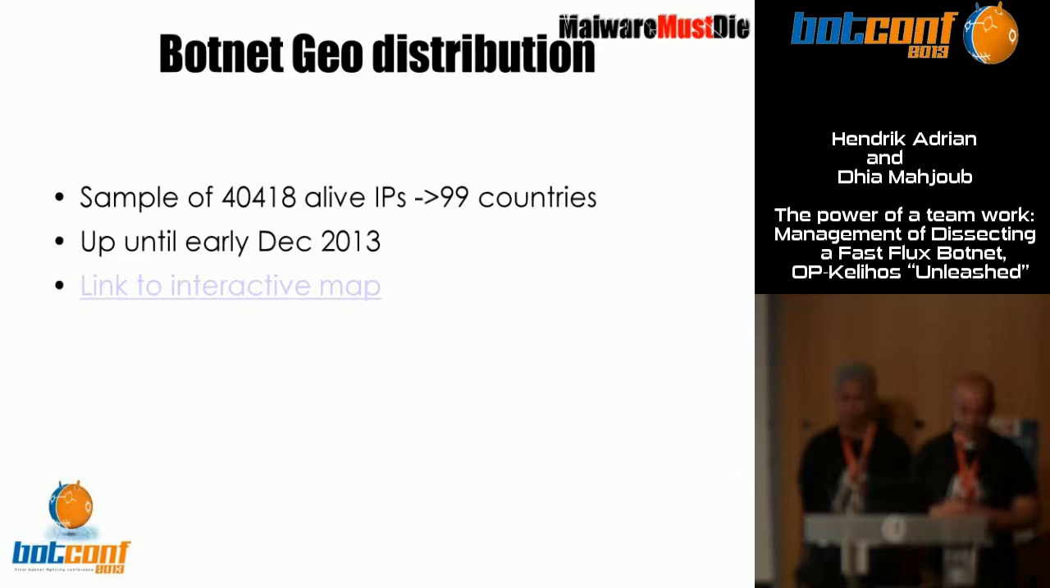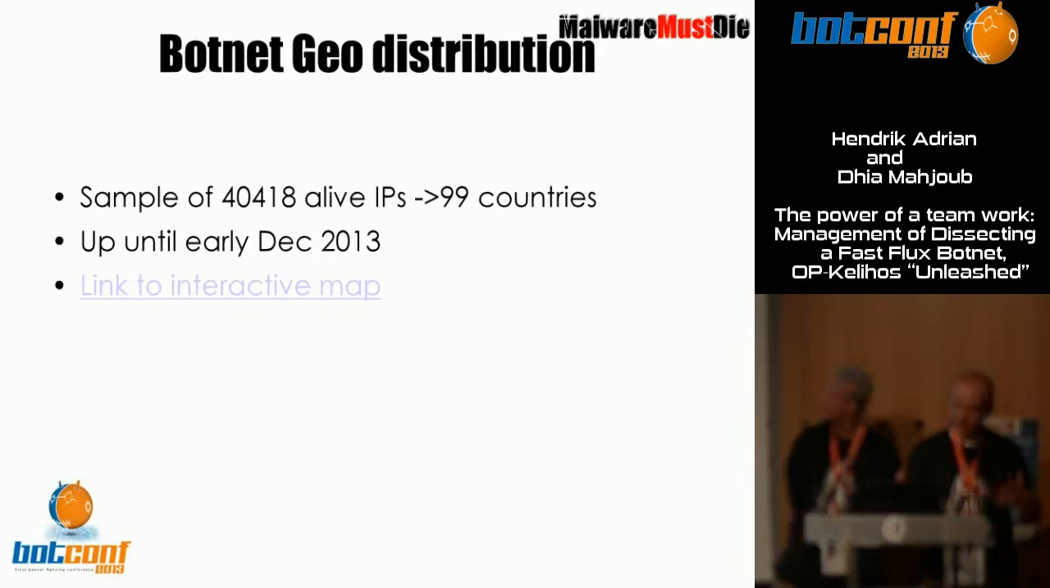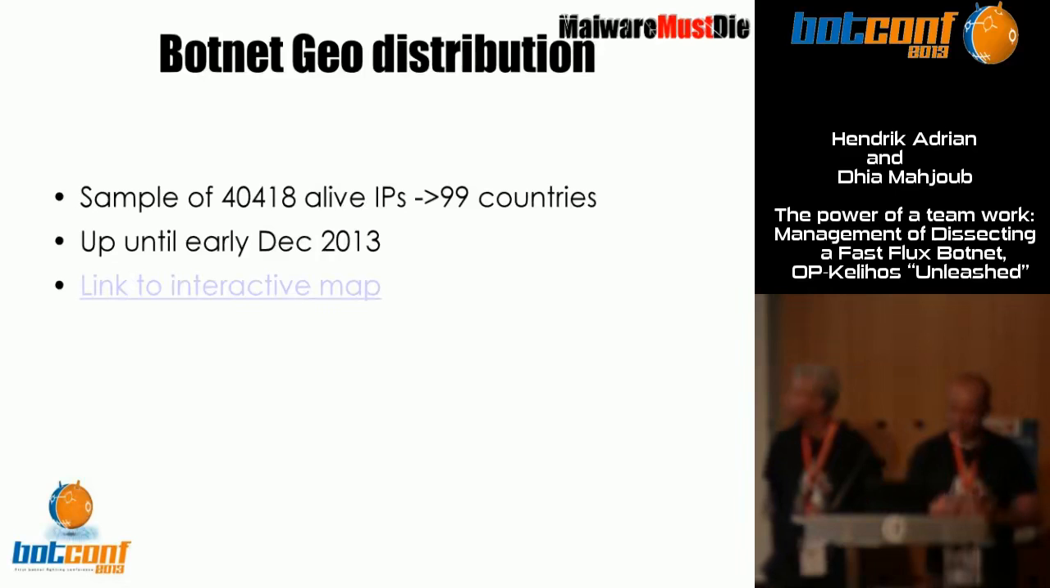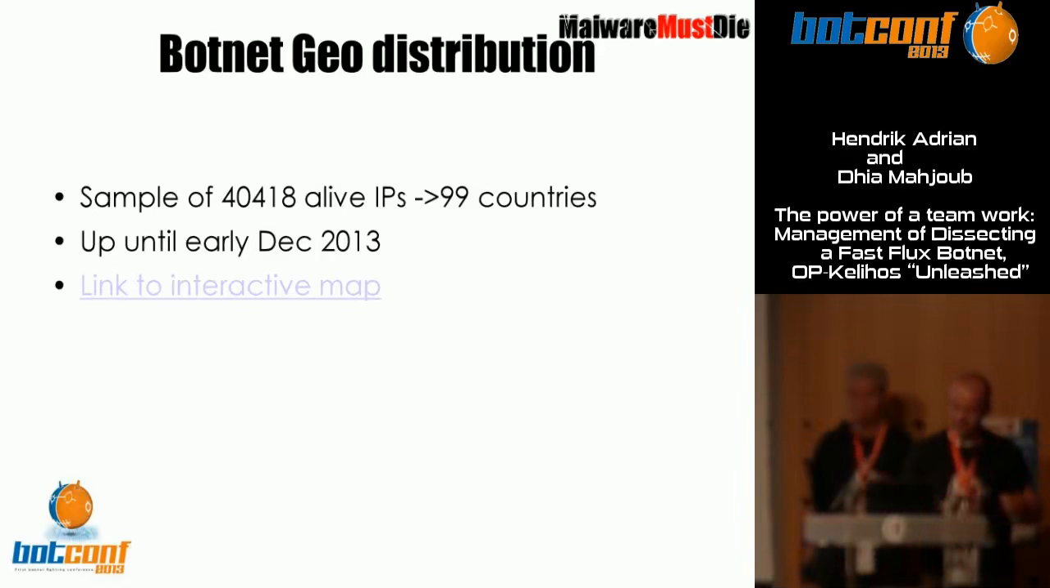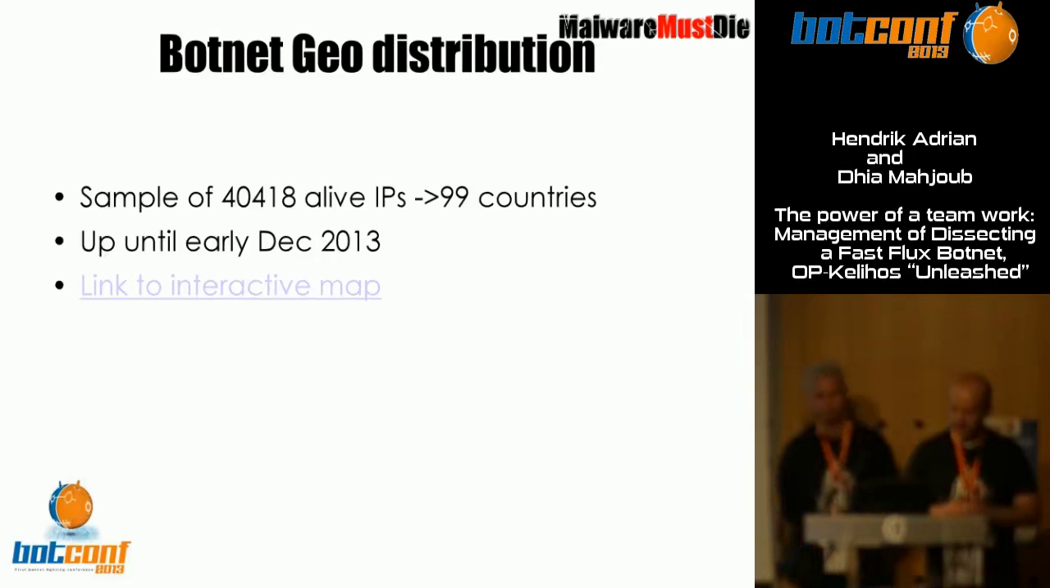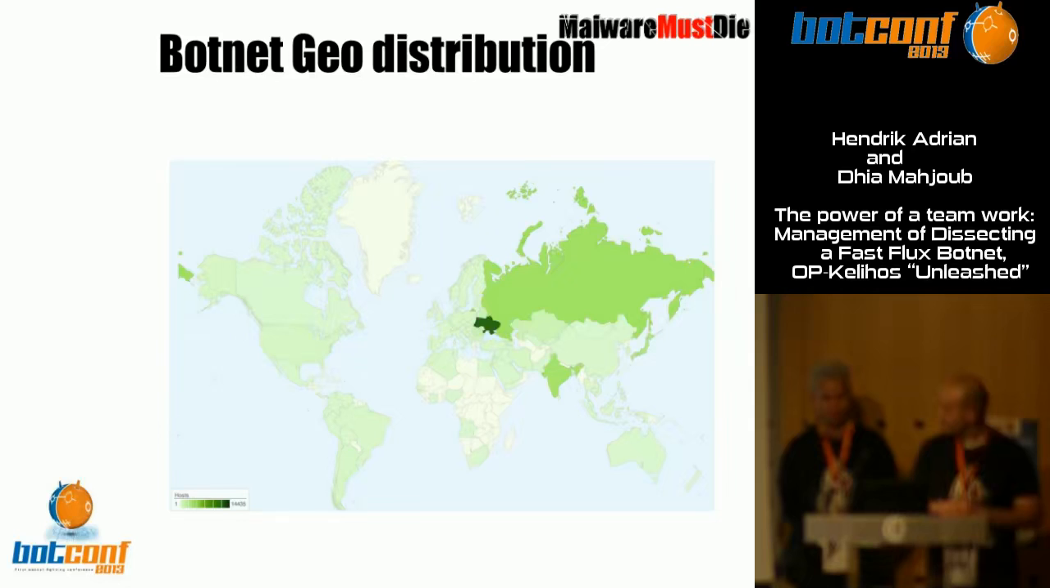Now, if we want to look at the extent of the infection, the geo-distribution of the botnet, we take a sample of 40,000 plus alive IPs, and these were scattered across 99 countries. And we looked at these up to the very first days of December. So this is basically a map. I had a link to the interactive map, but for some reason it's not working. I will put it in later in the PDF maybe, or online.